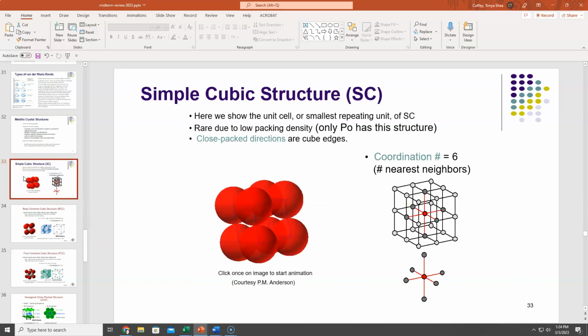A simple cubic is just exactly what it sounds like. It's a cube, and then at each corner of the cube there's an atom, okay? And this is the unit cell, which is the smallest repeat unit of a structure. So the close-packed directions are the cube edges, and the coordination number is 6. That's the number of nearest neighbors that each atom has.